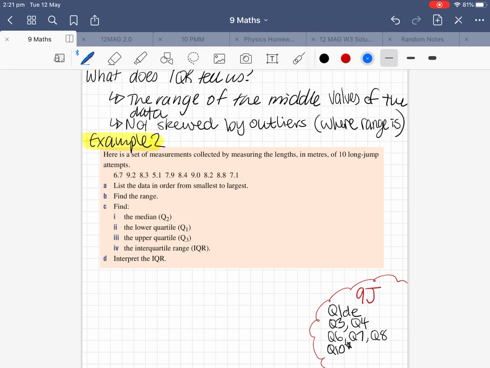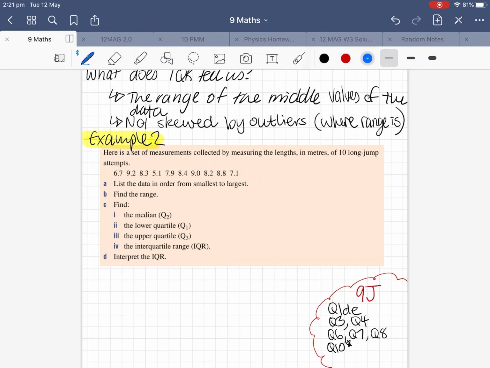So let's move to a textbook example now, where we've been given a little bit of context. We are given a set of measurements collected by measuring the lengths in meters of 10 long jump attempts. So we have 10 different values here. The first thing we're asked to do is to list the data smallest to largest. We then want to find the range, find Q2, Q1, Q3, and hence the interquartile range. And then once we have that value, we want to interpret it. So feel free to pause this and have a go at this now, otherwise we'll work through this together.